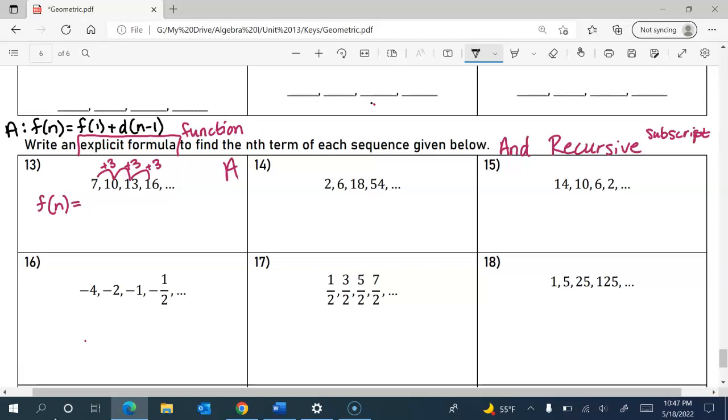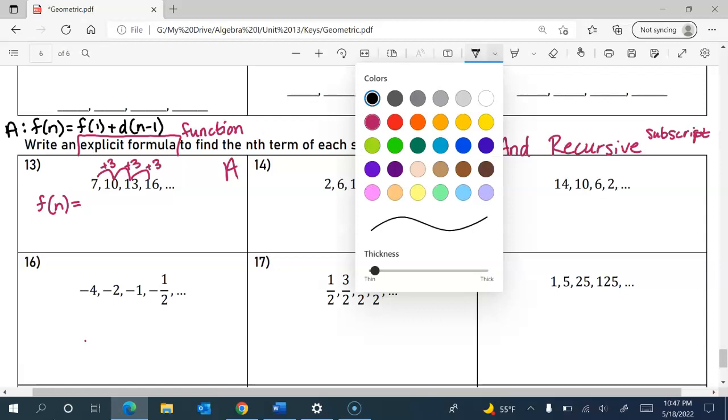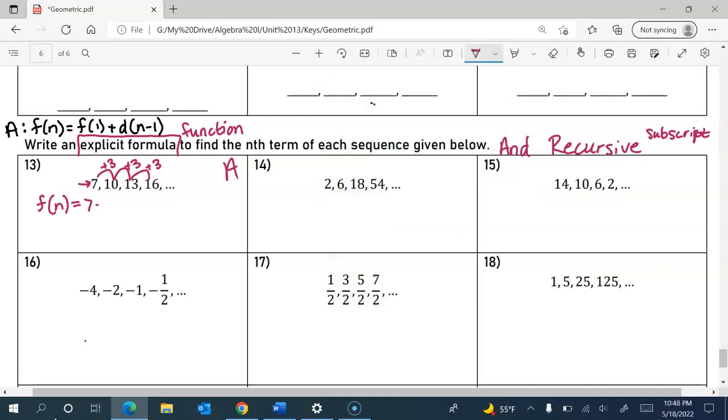Remember, geometric was a little bit different. So for number 13, my first term, it's right here, 7, plus I'm adding 3 each time. So 3 times n minus 1. This was the part where we made it a little prettier. So 7 plus 3 times n is 3n. 3 times negative 1 is negative 3. Make this even prettier, we're going to get 3n plus 4. That's my explicit formula because it's in function notation.